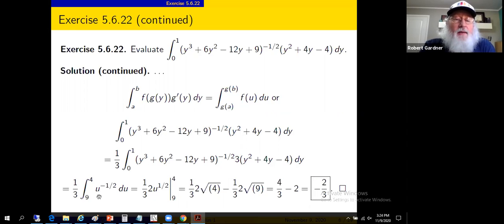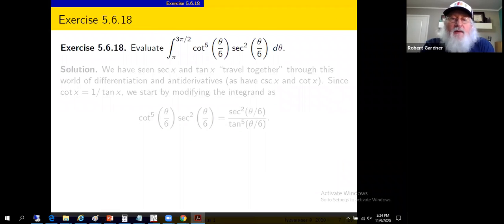Integrate, okay, u to the -1/2, add 1 to the exponent, gives us u to the +1/2, divide by 1/2, that is multiply by 2, produces this. Plug in the 4, plug in the 9, do the arithmetic. It simplifies, I guess, to -2/3. So let's not belabor the point on the arithmetic because we got other things to do. But there's our first example of U substitution in a definite integral. Let's do another one.